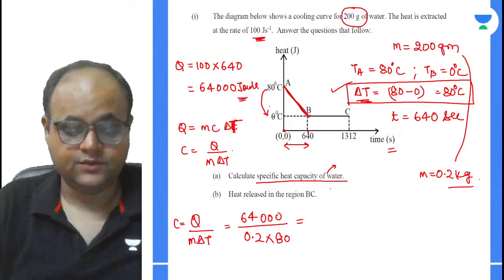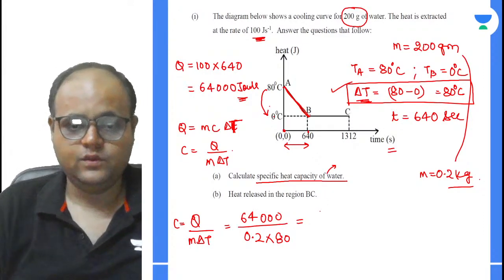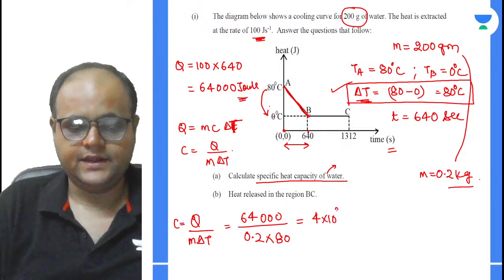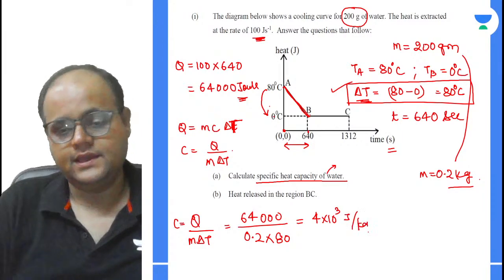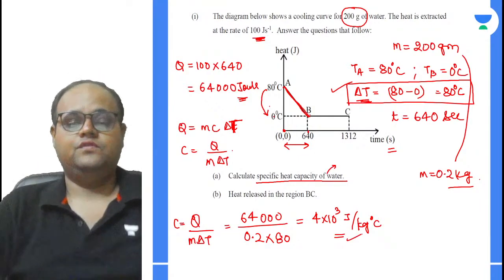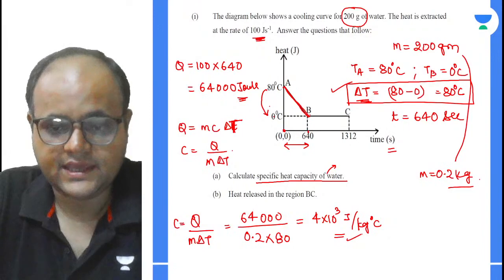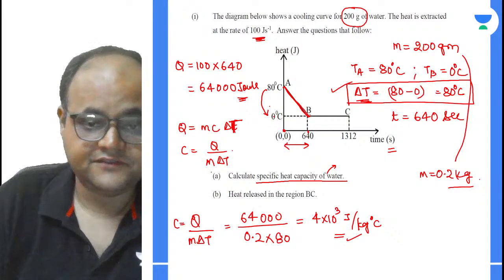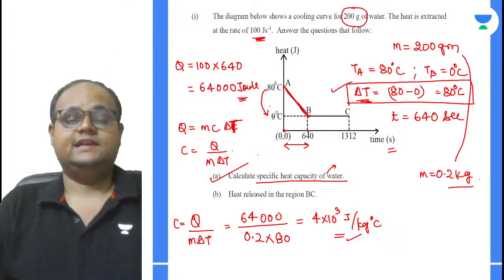Yes, Samarth, you're right. Q is equal to mc ΔT. What value will you get? Will it be 4 into 10 to the power 3 joule per kg degree centigrade? Yes. Is this the correct value? 4 into 10 to the power 3 joule per kg degree centigrade. ठीक है ना? So I guess the first part is clear. Now let's see what they are asking in the second part.